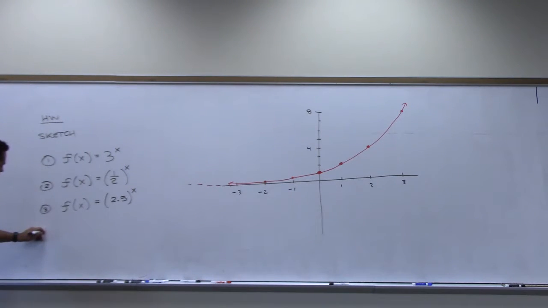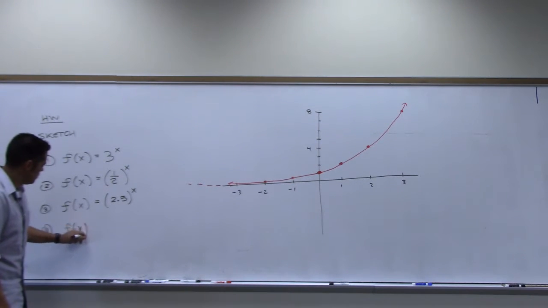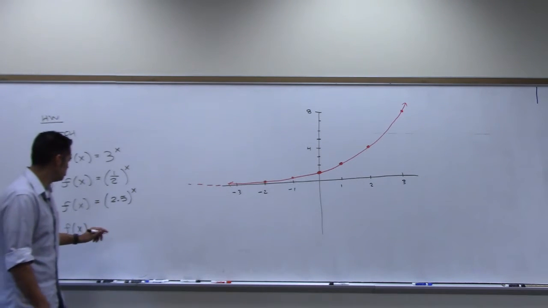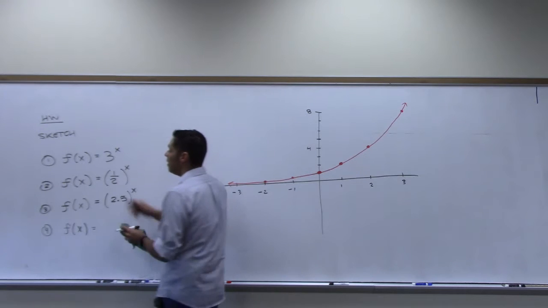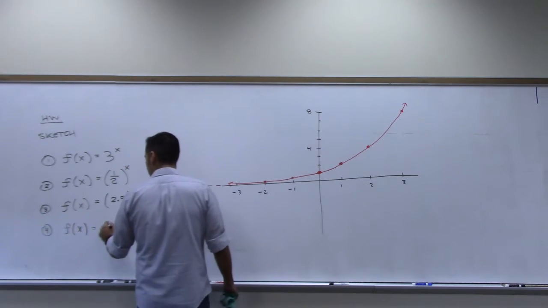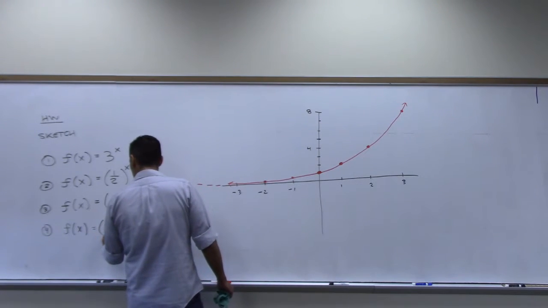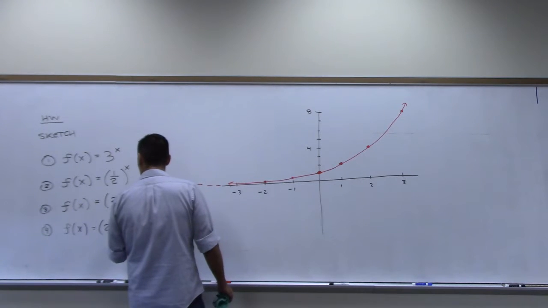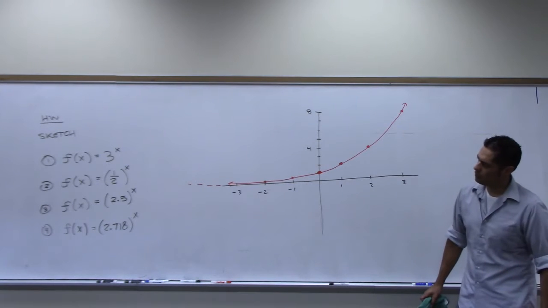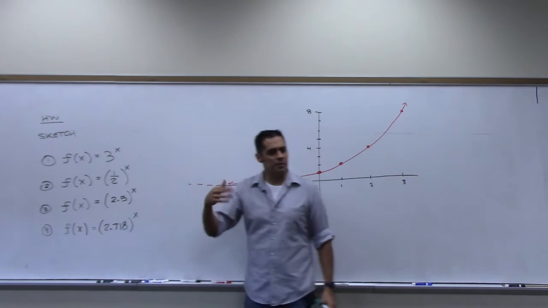And then the last one. We can never have a negative here. I haven't talked about that yet, but I will. I'm saving that for next class. This one's going to look strange, but 2.718 to the x. These are going to look very similar to each other, but they're going to give you different values.